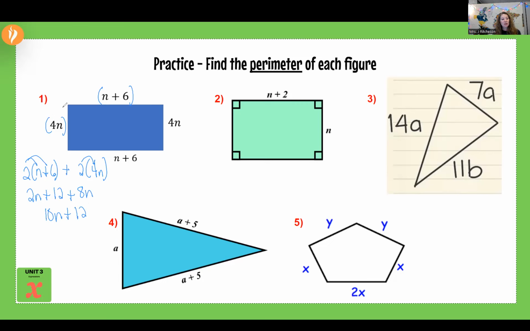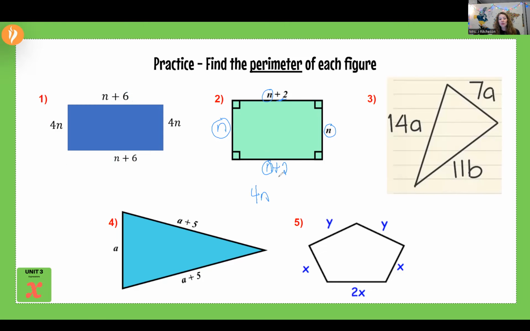Another thing I could have done is just start with this picture and just go around combining like terms. So I know I have 6 plus 6 is 12. And then I have 1n plus 4n, 5n, plus 1n is 6n, and 6n plus 4n is 10n. So same answer, right? All right, number 2, even though 2 sides are labeled, we know there's 4 sides. So once again, we can just go around this thing. I have 1n plus 1n is 2n, 2n plus 1n is 3n, and 3n plus 1n is 4n. And then I have a 2 plus 2, so 2 plus 2 is 4.